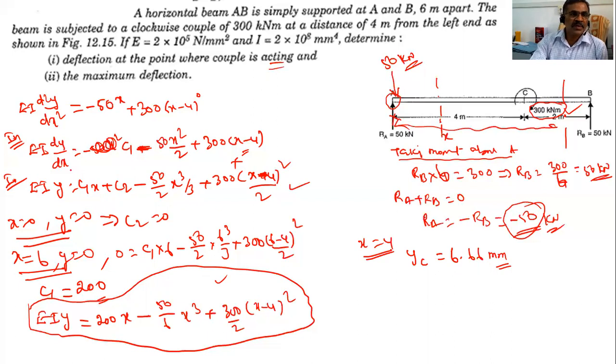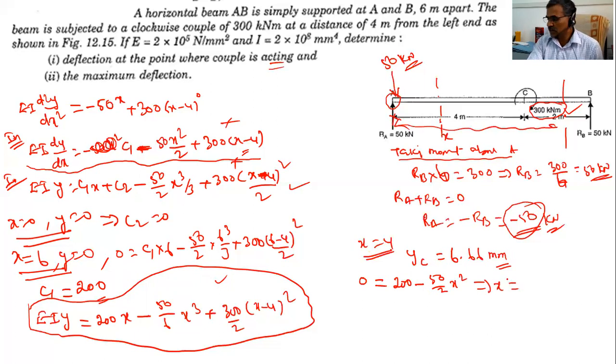Similarly, you find the point at which the deflection is more. For that, in the deflection equation, you have to substitute dy by dx equal to 0. The maximum deflection may occur between A and C, so the last term you should not take. In this equation, 0 is equal to C1, which is 200, minus 50 by 2 x square. Here you can find the value of x. X is equal to 2.8 meters.